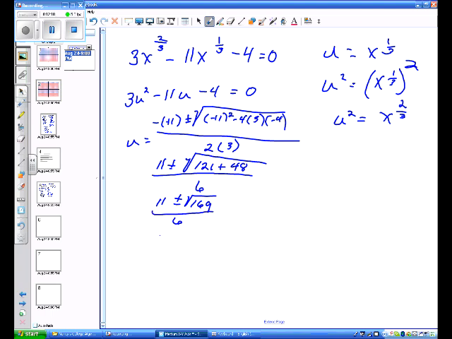Well, the square root of 169 is 13. So now we have two different answers. u is equal to 11 plus 13, which would be 24 over 6, or u is equal to 4. u is equal to 11 minus 13, which would be negative 2 over 6, which is negative 1/3.